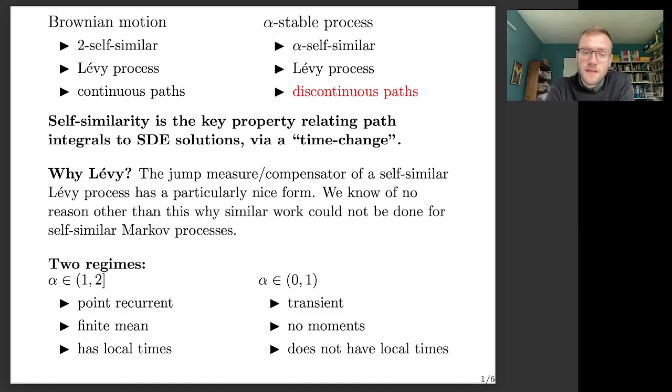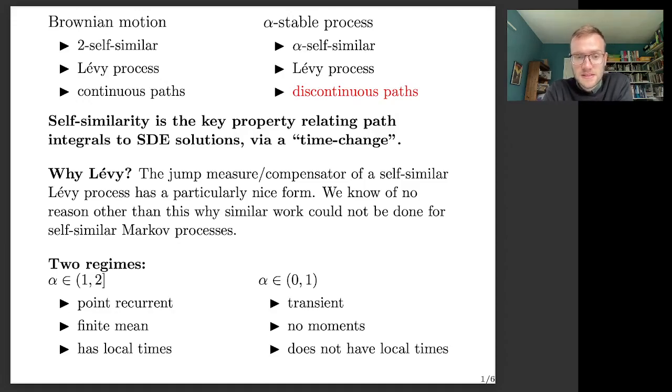Worth mentioning, there are two different regimes within stable processes. The first, when alpha, the index of self-similarity, is between 1 and 2, your process looks similar to a Brownian motion. The paths are discontinuous, that's a big difference, but the process is point recurrent, has finite mean, has local times, so it hits points. These are all properties it shares with the Brownian motion, and they're all useful in proving things relating to this connection. And that's the work of Engelbert, Schmidt and Zanzotto.